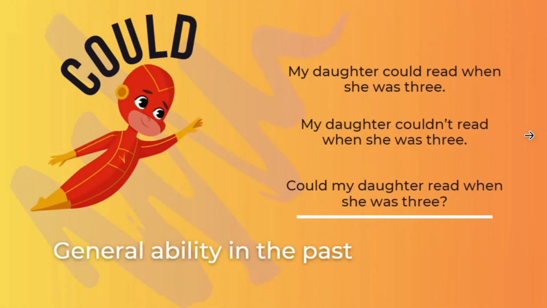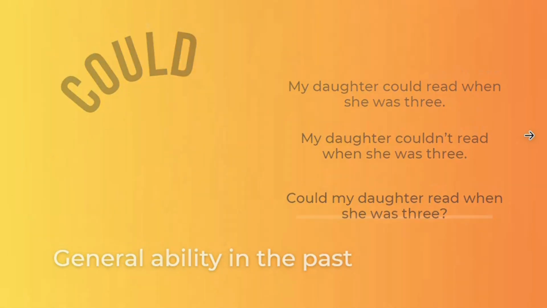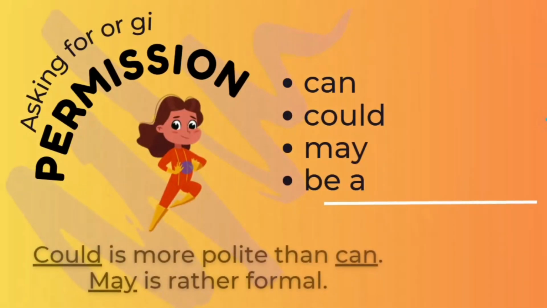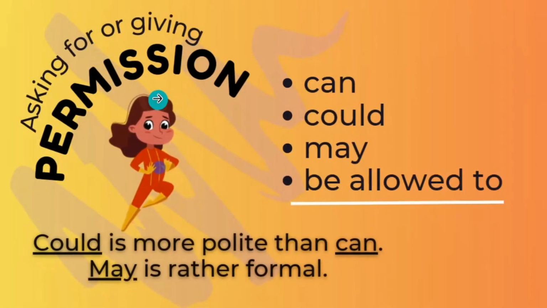And with this, let's move on to our next modal verbs category, that is all about asking for or giving permissions. What are the modal verbs that are included in this part? Can, could, may, and be allowed to. Be allowed to is a structure like be able to that I have added here, and that can help you to level up your English.